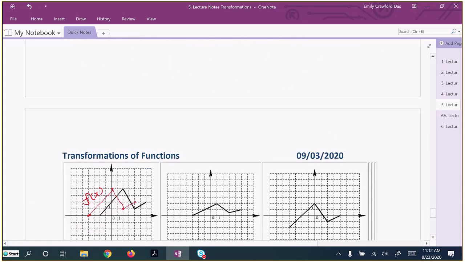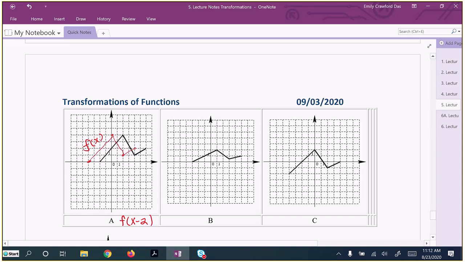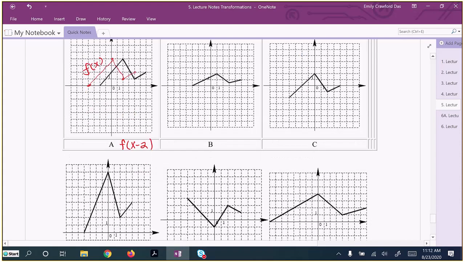So again, I know that my y coordinates aren't affected. So if I look at this red sketch that I made of f of x, the y coordinates should stay the same. What is affected? I have horizontal stretch by 2. So graph B looks like it might have some stretching or shrinking, but I also see that the y coordinates are affected, so that seems like it shouldn't be right.